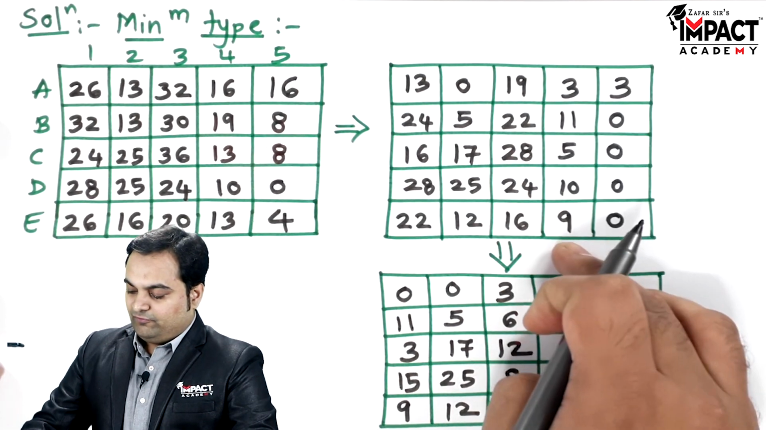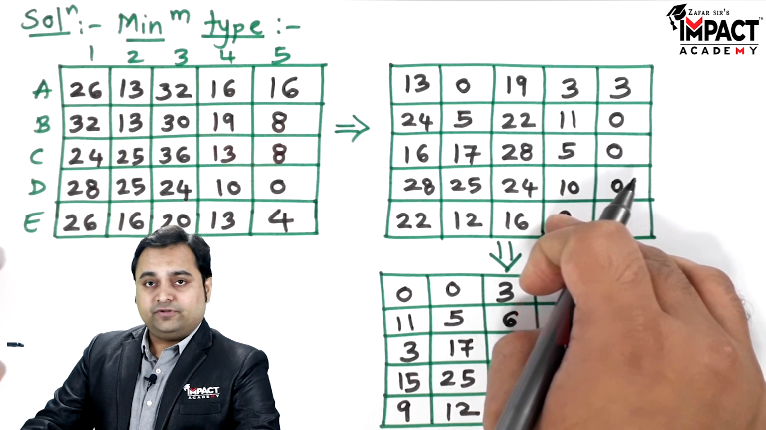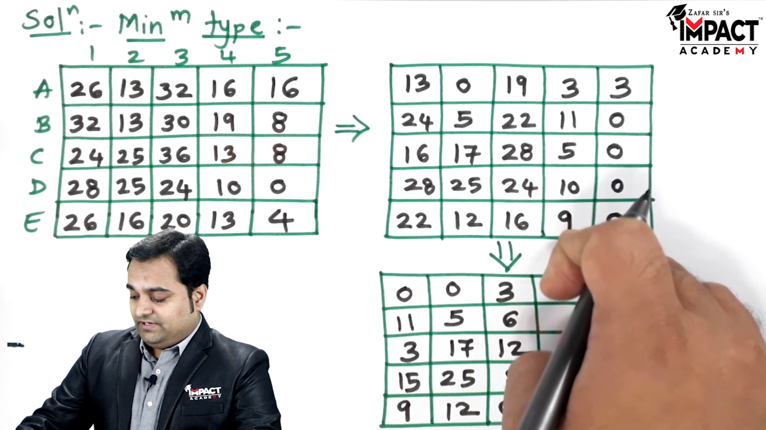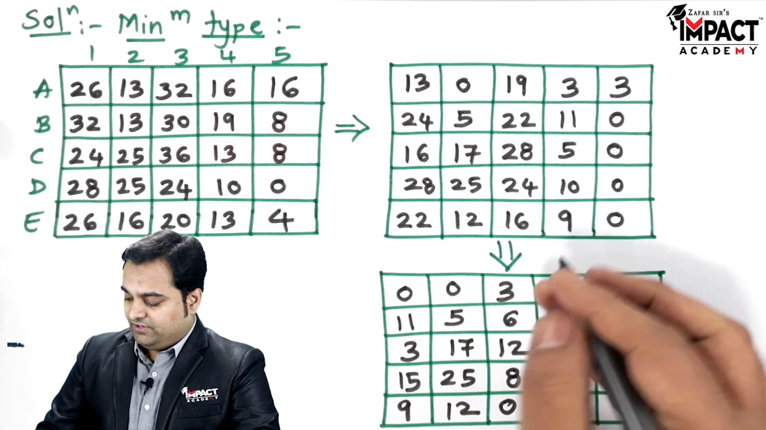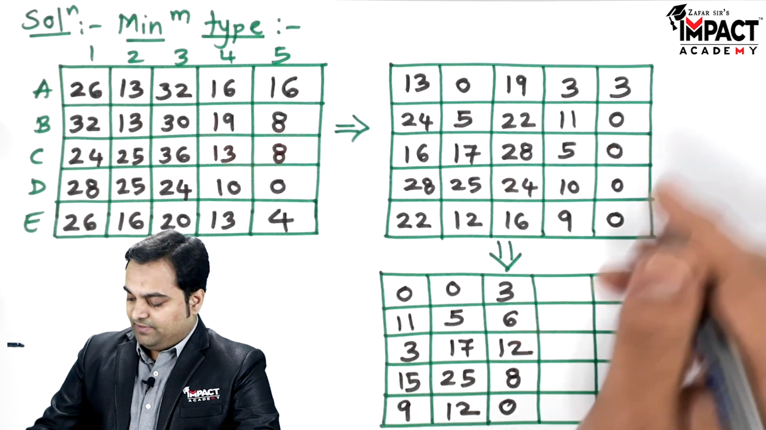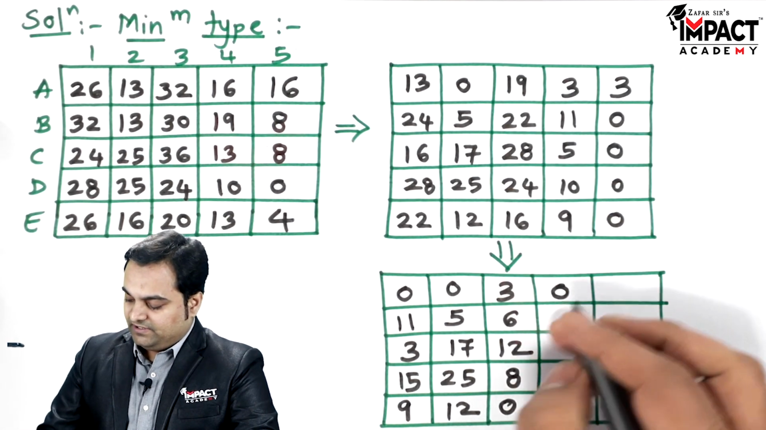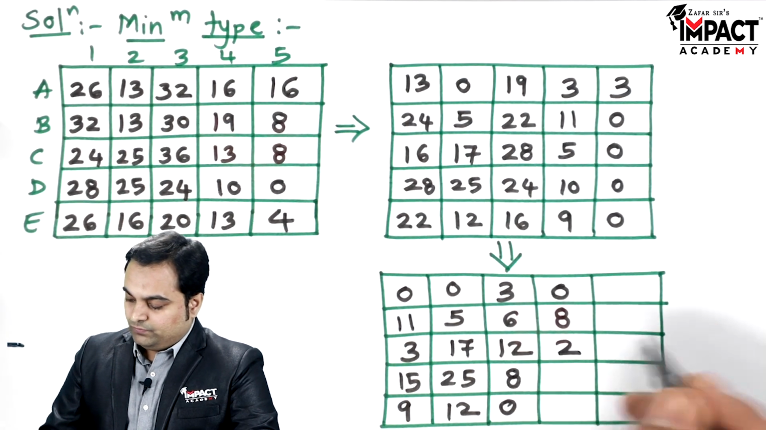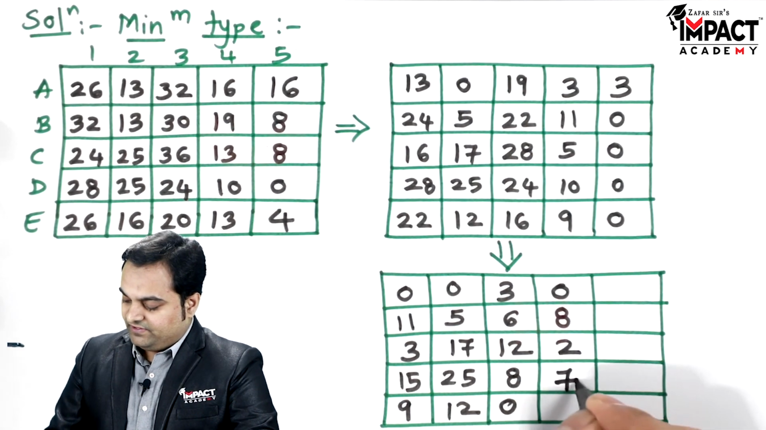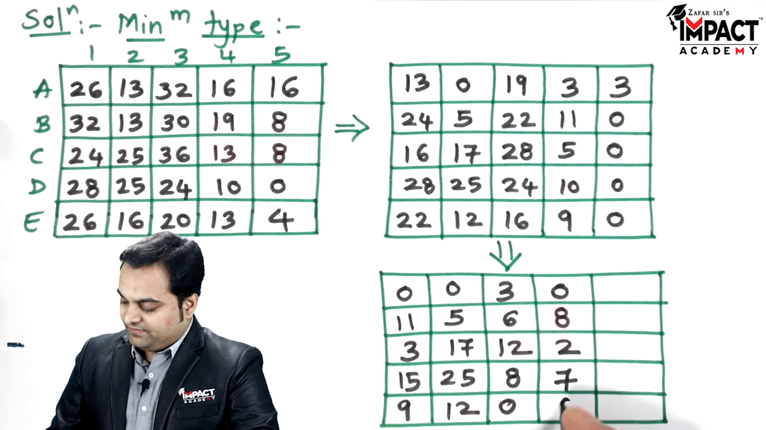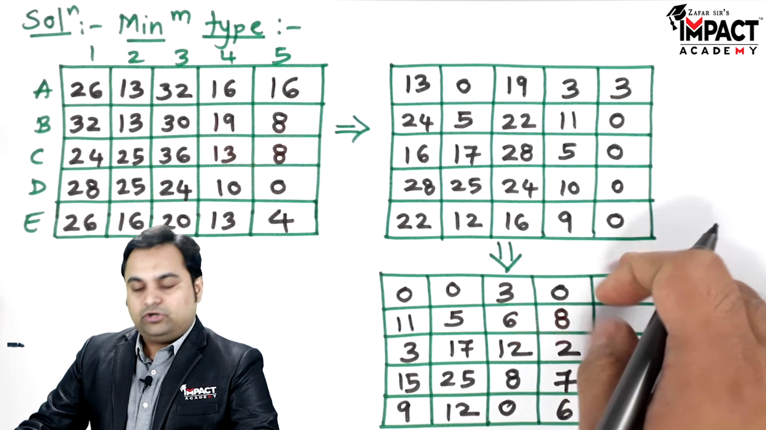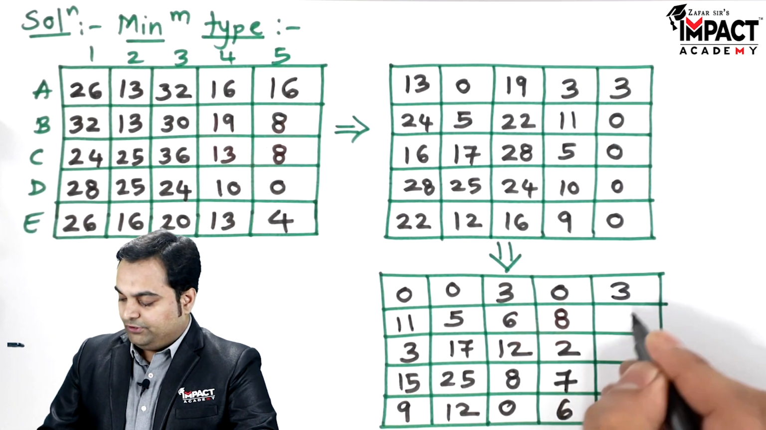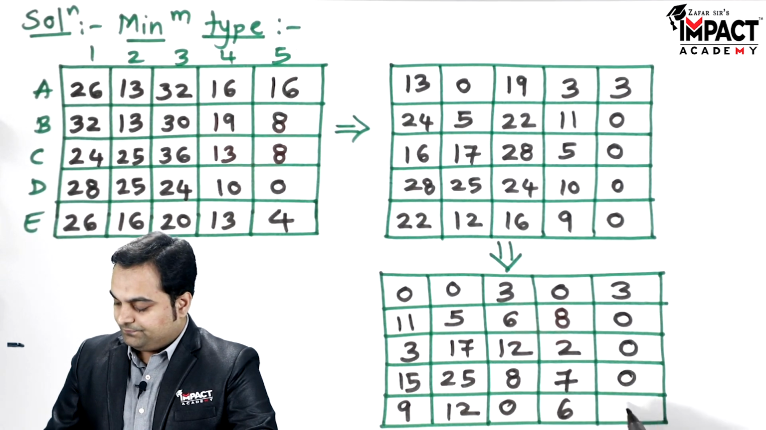Next, for the fourth column, the least element is 3. So subtract 3 from each of the terms. 3 minus 3, that is 0. 11 minus 3, that is 8. 5 minus 3, that is 2. And 10 minus 3, that is 7. 9 minus 3, that is 6. And in the last column, we already have 0, so no need of subtracting over here.